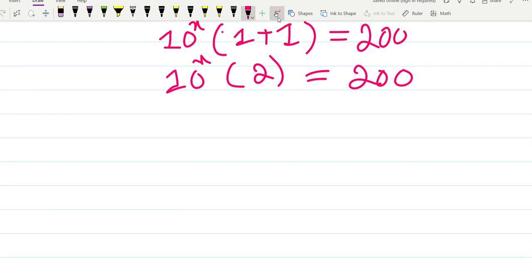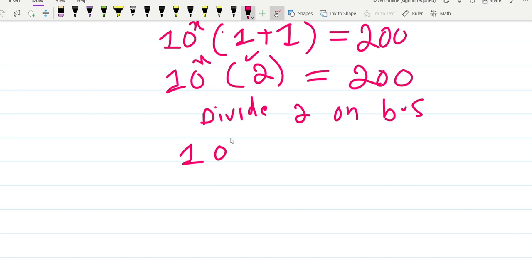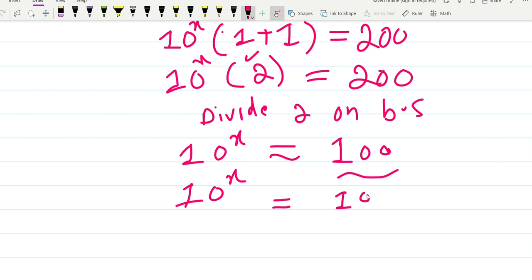Now we have to eliminate this 2. So divide 2 on both sides. We have to eliminate these two. So 10 power x, these two would be cancelled out, is equal to 200 divided by 2, which is 100. So we have to now break down this 100. 10 power x is equal to 10 multiplied by 10.